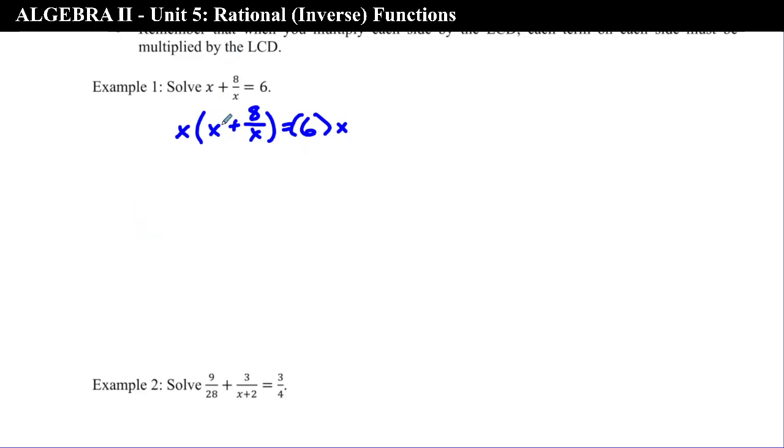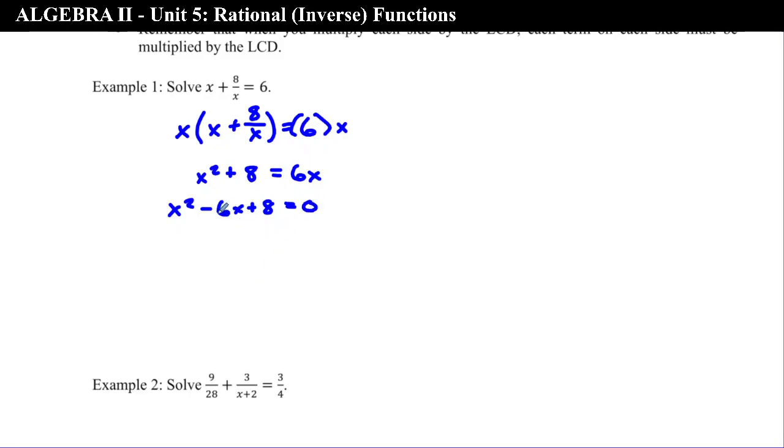Now, we just multiply out. x times x gives you x squared. x times 8 over x, the x's cancel, so you get 8. And then you get 6x over here. Let's move our 6x over to one side. If you have a square, then you want to move everything over to one side so that you can try to solve the quadratic equation that you're given.